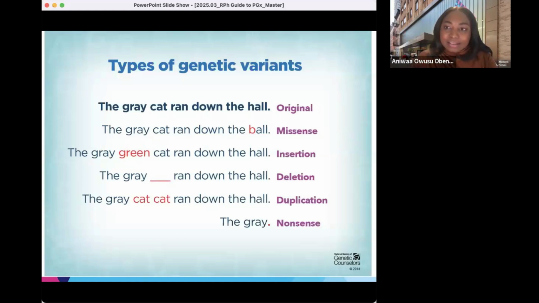And then there's the nonsense variant, where that segment of the DNA is cut short prematurely. So there's a premature stop codon that stops that sequence, so it doesn't even make sense. And you can imagine that nonsense variants almost always lead to a protein that is non-functional, because it doesn't have all that information that it needs to actually translate the RNA into a protein. So these are just some of the common variations. There are others, but especially in pharmacogenomics, these are the variations that we are concerned with.